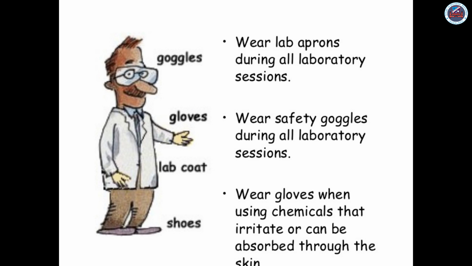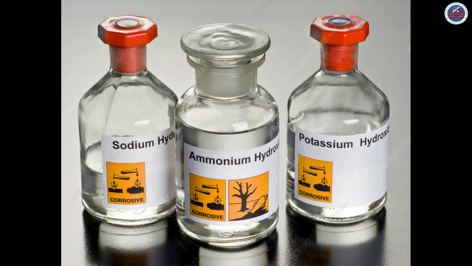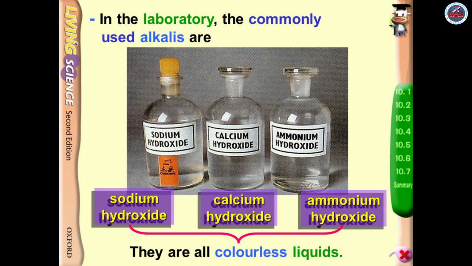Just like acids, we have to be careful while using strong alkali, as it is dangerous. Alkalis can also be mixed with water to make them weaker and safer to use. Sodium hydroxide, potassium hydroxide, and calcium hydroxide are some alkalis that are used in the laboratory.